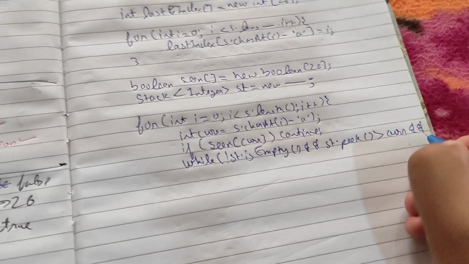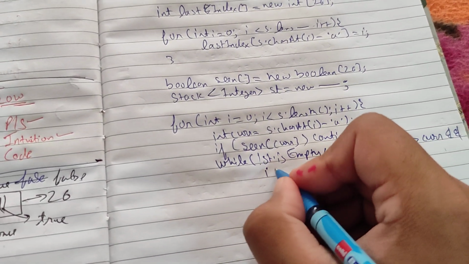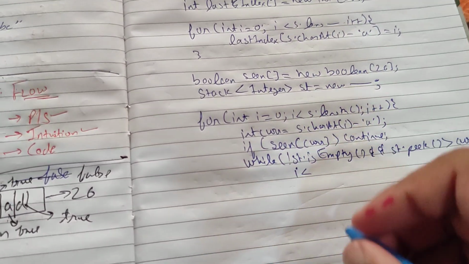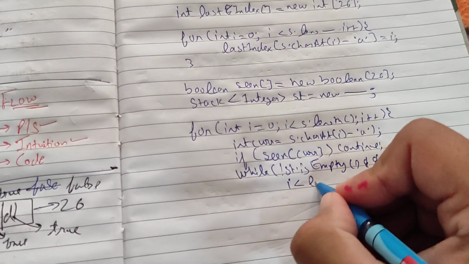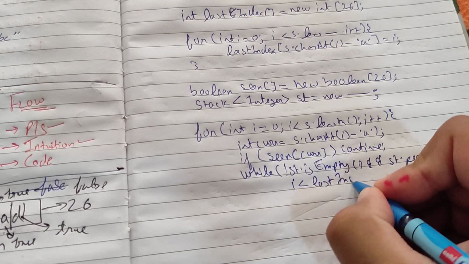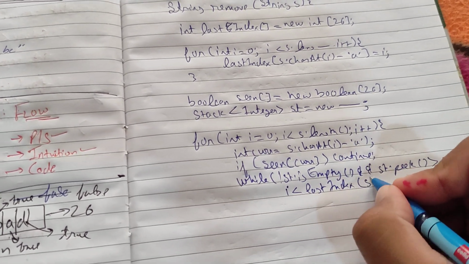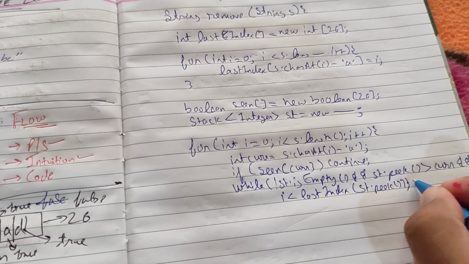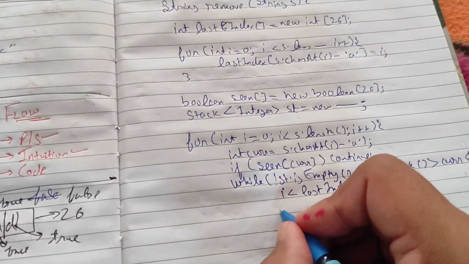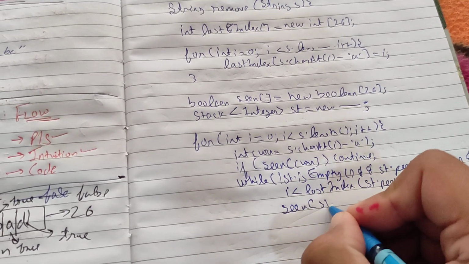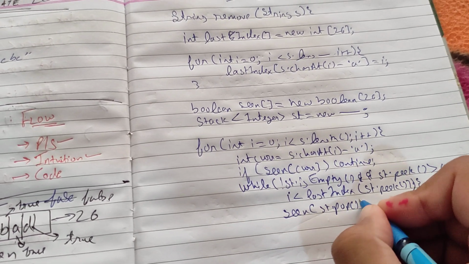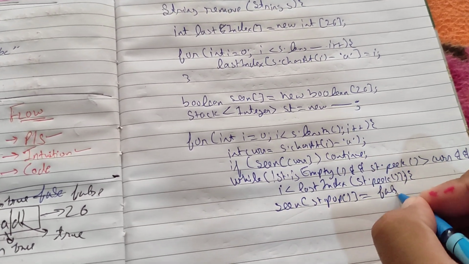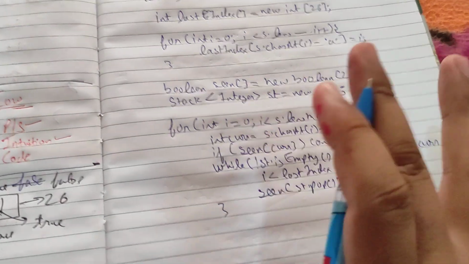Okay. And my ith index, the value I am on, is it present in my last index? st.peek. Okay. If that's the case, if it is present, then what I am going to do is just pop it out and mark it as false. Okay guys, I hope you really enjoyed this; the thing is clear.